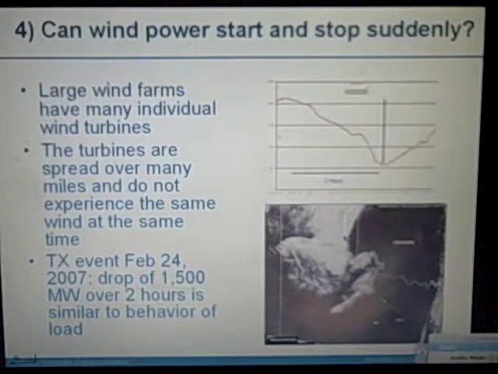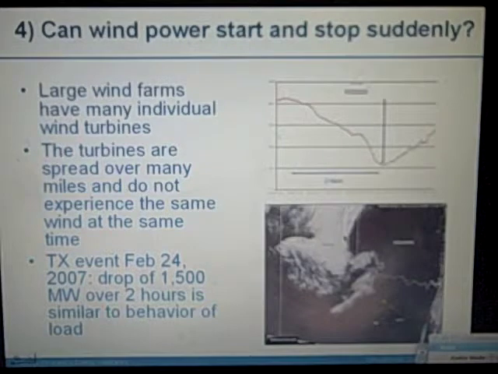So can it start and stop suddenly? Well, locally for a given turbine, yes, it can. But the larger footprint that you have and the more wind turbines that you have, the more relative smoothing you're going to get. And a year after this particular event, there was another similar event in Texas, and I'll talk briefly about that a little bit later on as well.